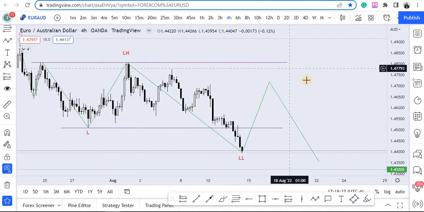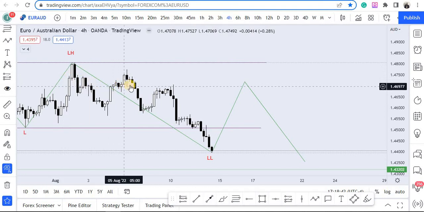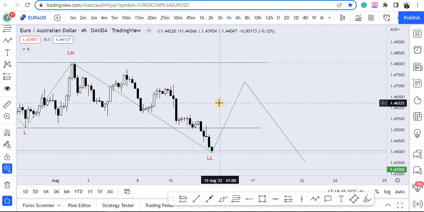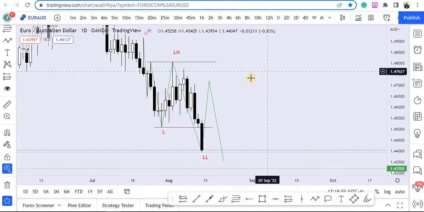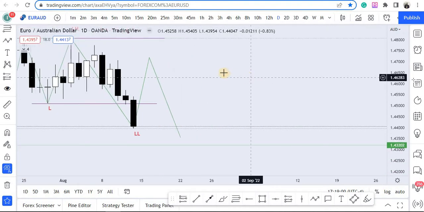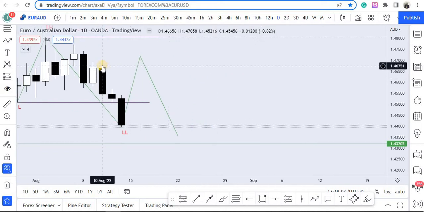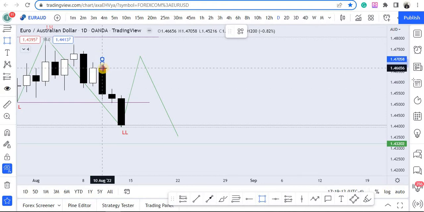Now let me just try to see if I can predict a scenario where price could most likely return from. Let me go to the daily time frame. I just want to see where price could most likely return from. Price could most likely return from this structure here. This structure.